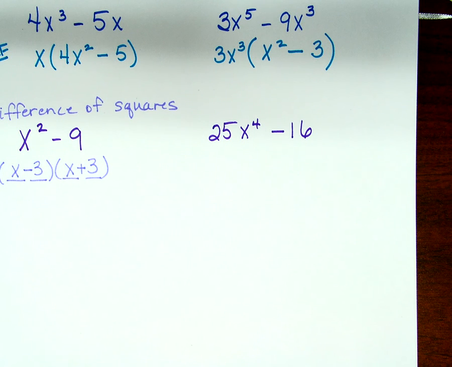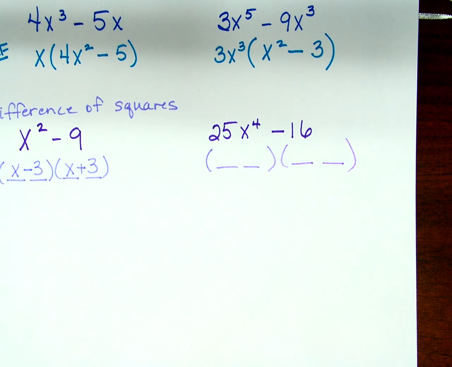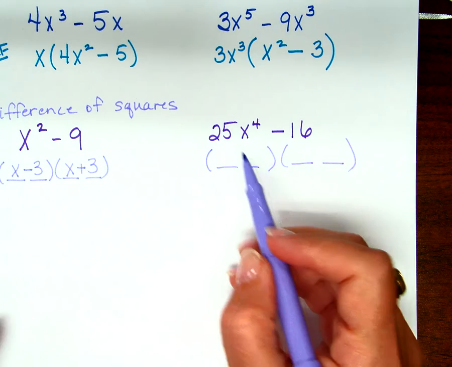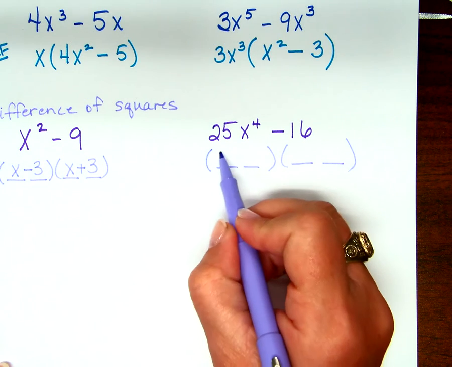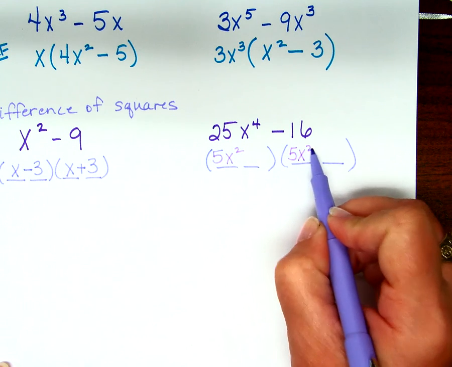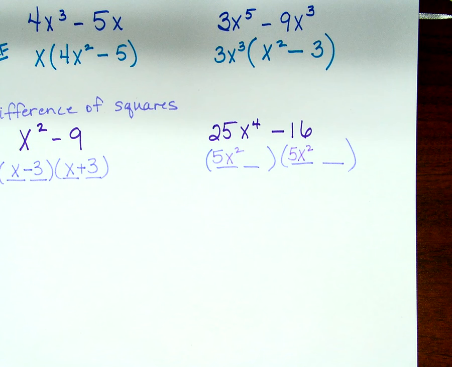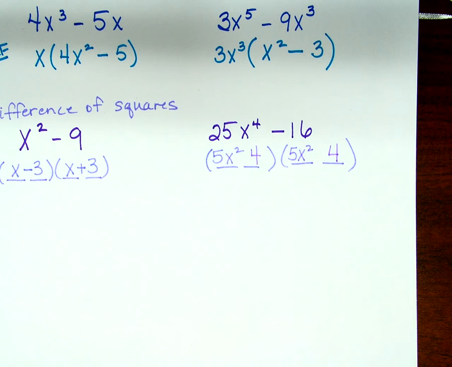Yes, if it's the difference of squares, then I have two binomials, right? What goes in the front of each binomial? I got to take the square root of that term, right? What is the square root of that term? 5x squared. Perfect. And that goes in the front of each of the binomials, right? What goes in the back of each binomial? 4. Tell me about the signs. Opposite.